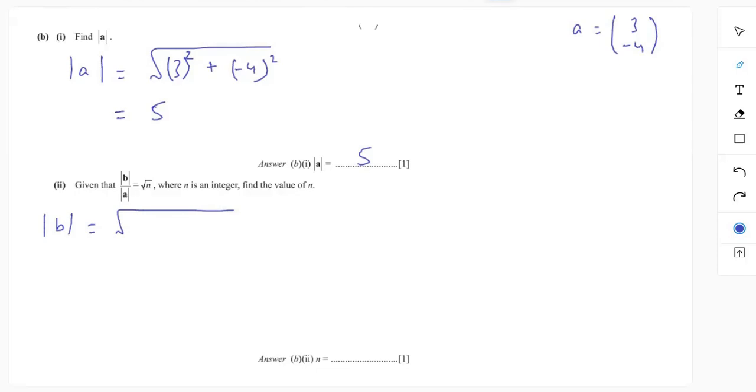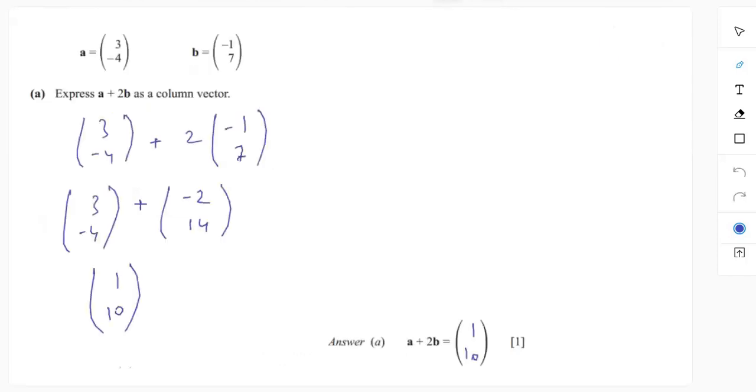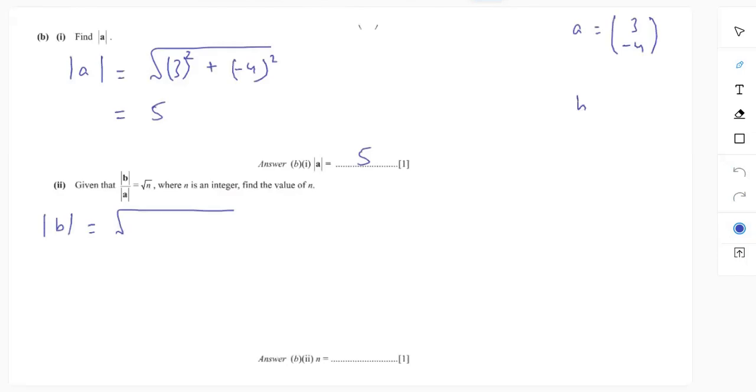So B क्या था? Go back and figure out. B was minus 1 and 7. So what do you get here? B का magnitude, that is minus 1 का square plus 7 का square. That is square root of 50. ठीक है? 1 plus 49, that's 50, square root of 50.